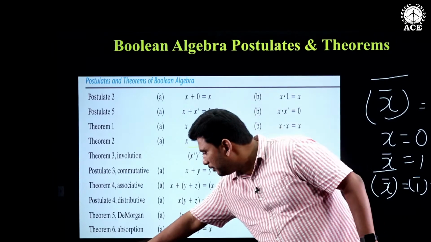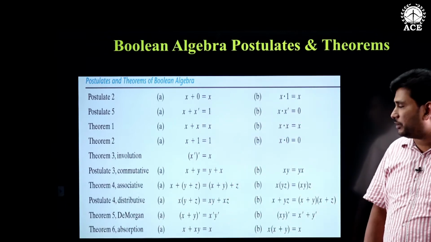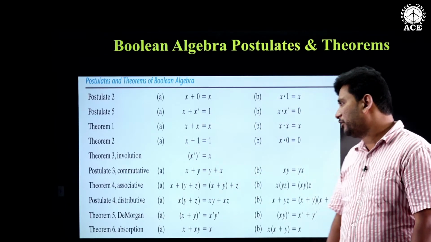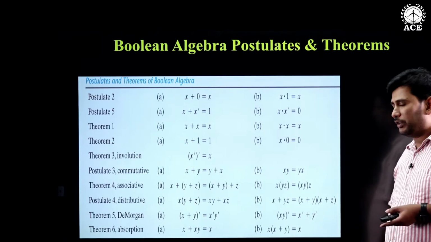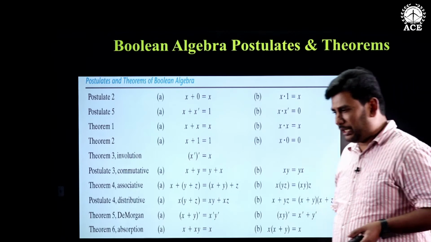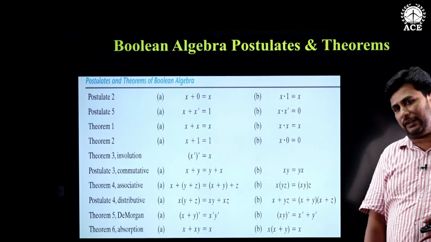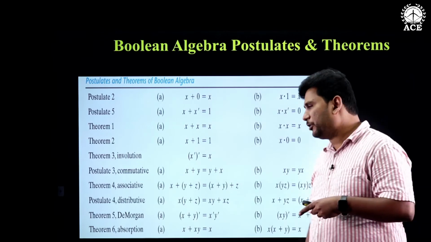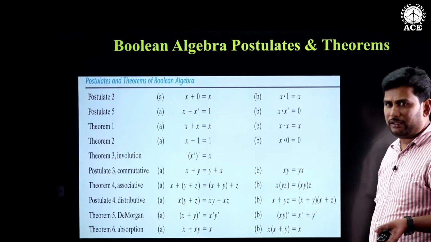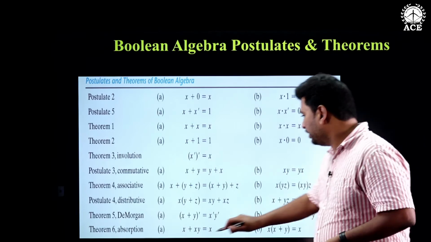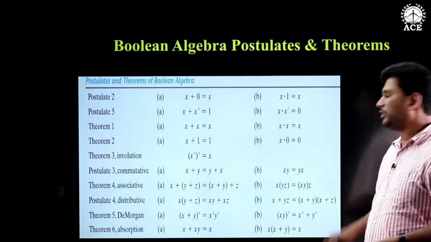Remember, this is also one of the popularly used theorems in our simplifications. The next one is your postulate, which is commutative. A number of times we already discussed it. What is the commutative property? x OR with y will be the same as y OR with x. And if you apply the duality of it, the OR becomes AND. So x AND with y is the same as y AND with x.